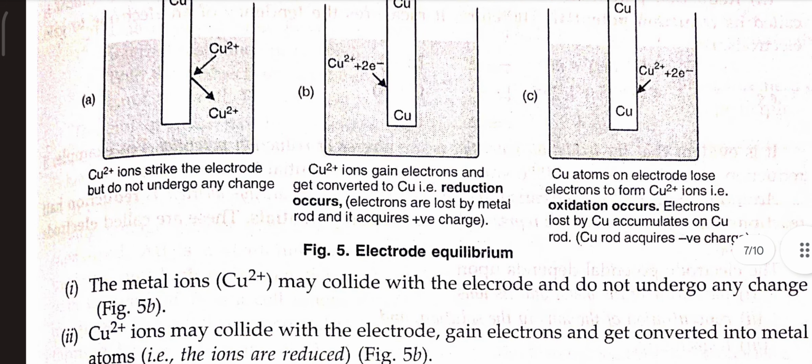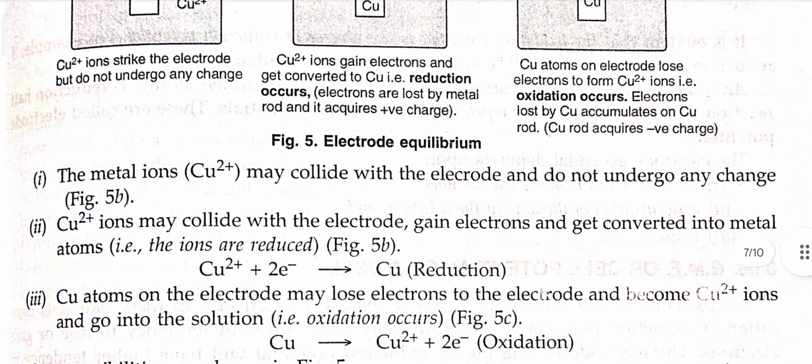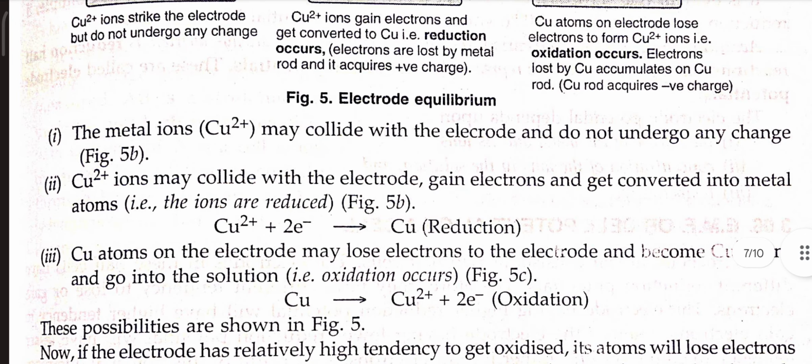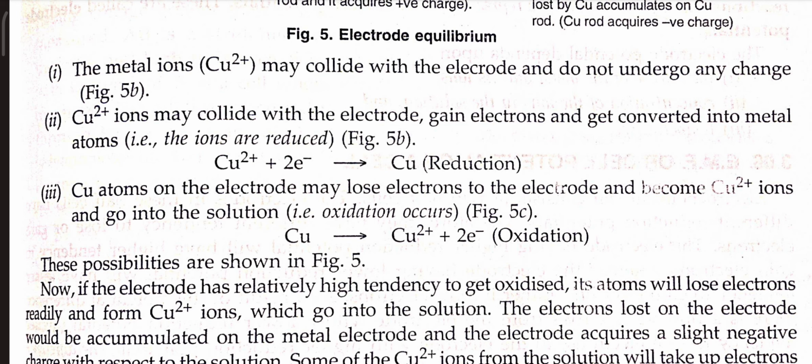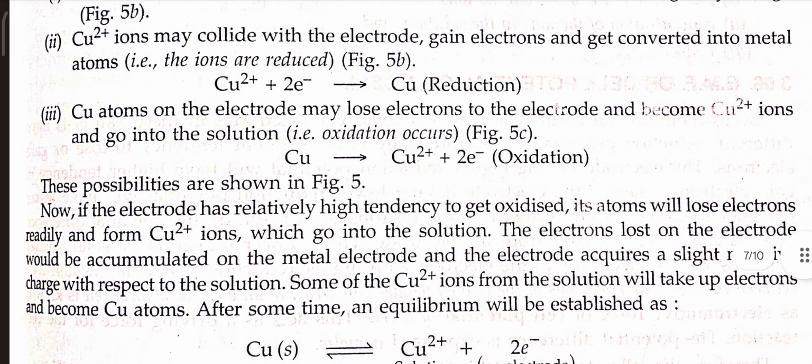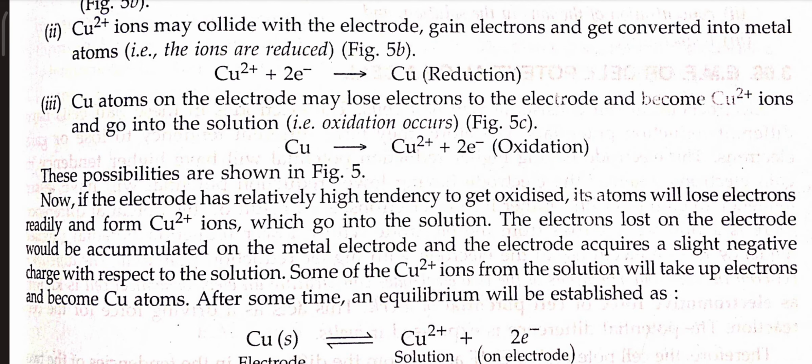The metal ions may collide with the electrode and not undergo any change. Cu2+ ions may collide with the electrode, gain electrons and get converted into metal atoms. The ions are reduced: Cu2+ plus 2 electrons gives Cu, reduction. Cu atoms on the electrode may lose electrons to the electrode and become Cu2+ ions and go into the solution. Oxidation occurs: Cu gives Cu2+ plus 2 electrons, oxidation. These possibilities are shown in figure 5.